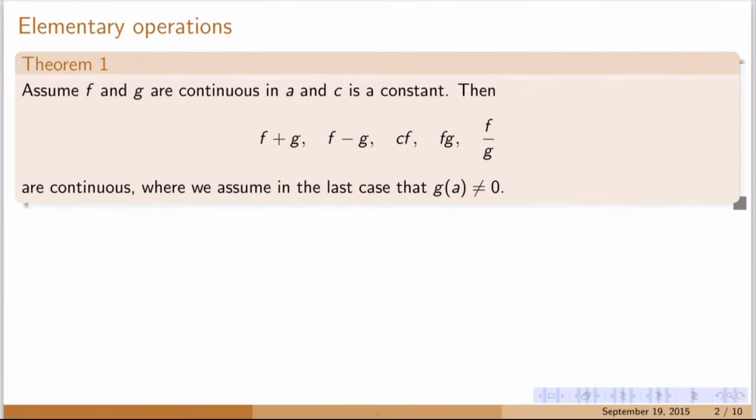So first of all, I'm interested in making new functions out of old ones. So I assume f and g are two continuous functions in a and c is a constant, and then I can do addition, subtraction, multiplication by a constant, multiplication of functions, and division by functions, and this all gives continuous functions, well, as long as I don't divide by 0. Same condition always.